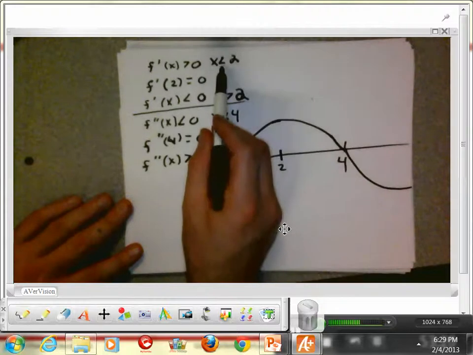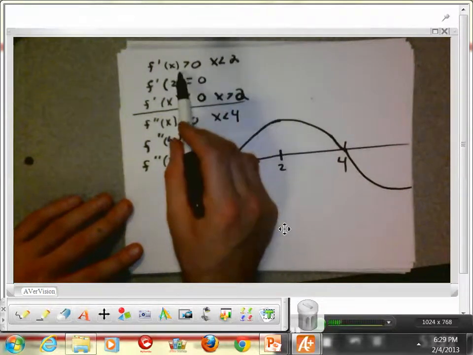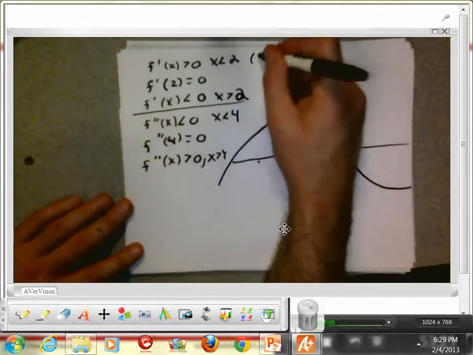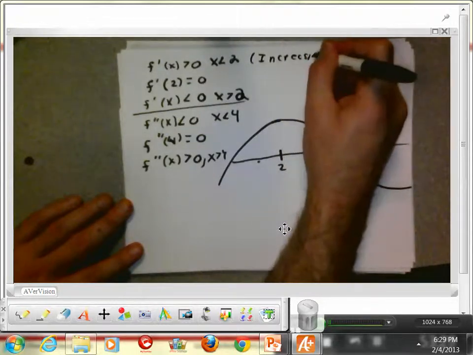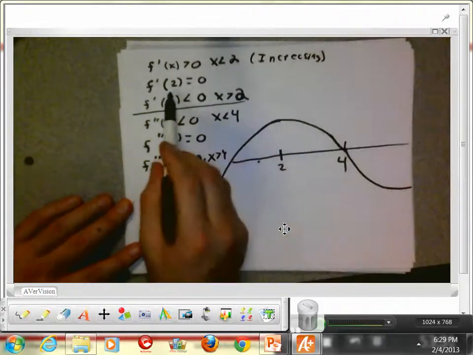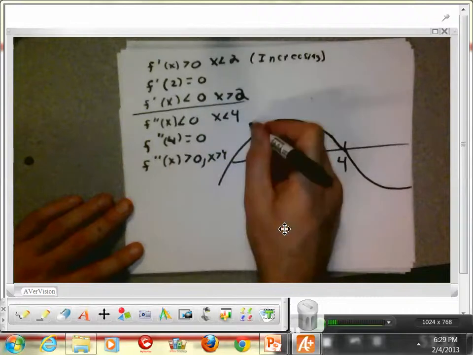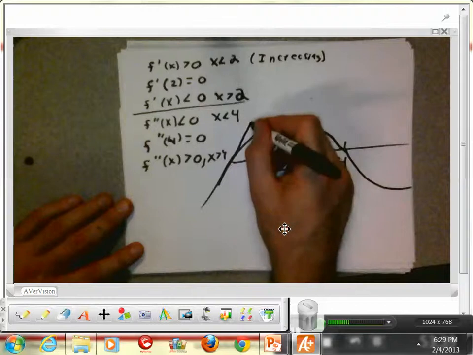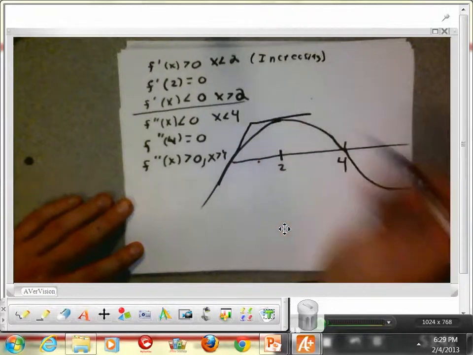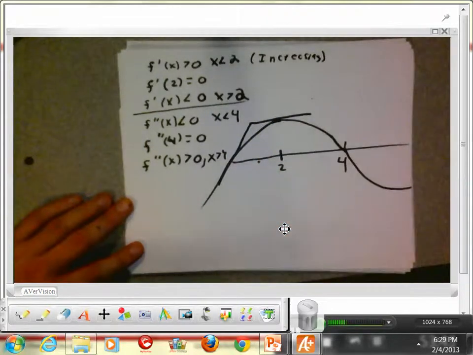If we're less than 2, the first derivative is positive, so we're increasing. So you can check that. It should be going up, or you can draw tangent lines. They should all be positive. F prime of 2 is 0. That means we're at the top of a hill, or we can just draw a flat line for the tangent line at 2.